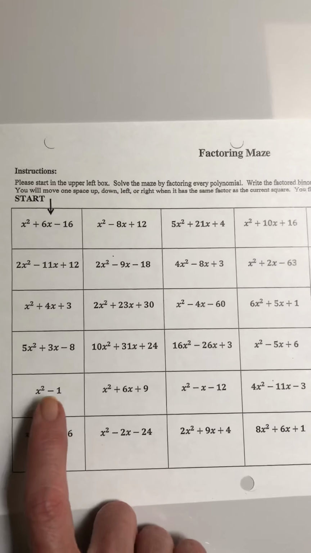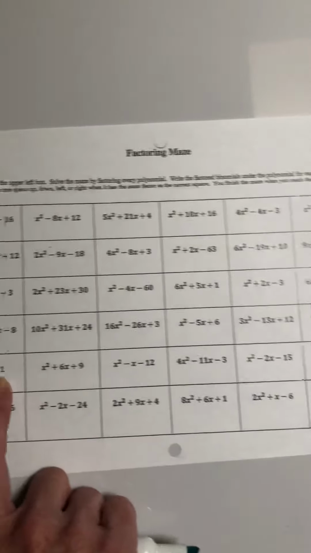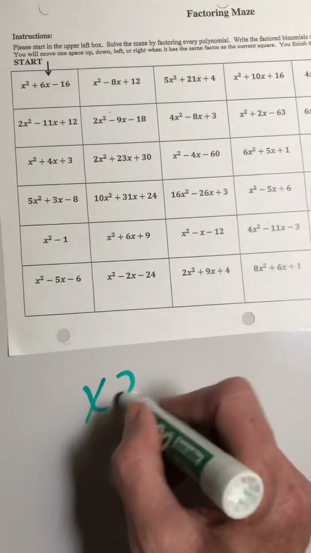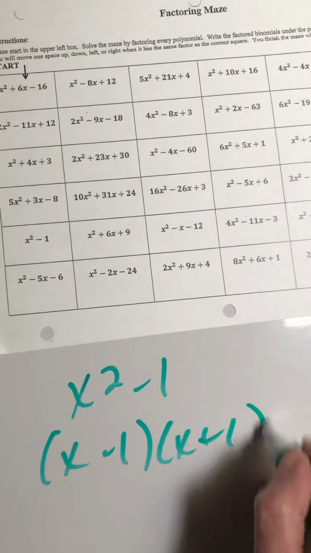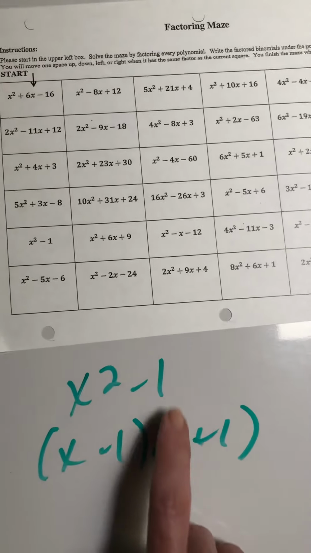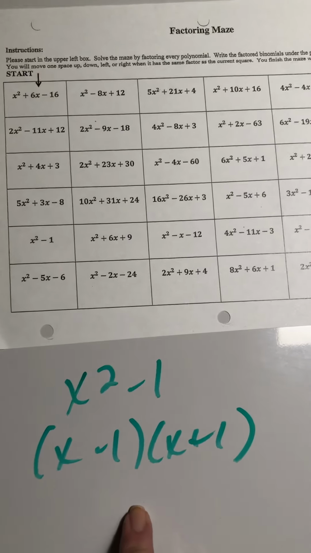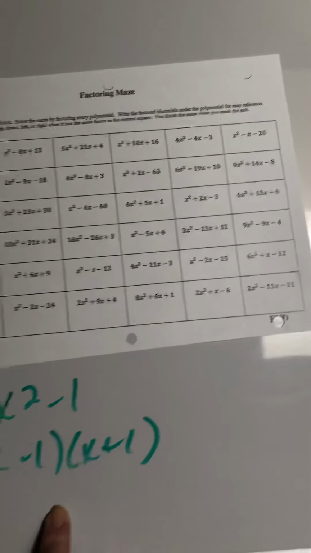I was just looking at this x squared minus 1. I think that's the only difference of 2 squares you got. So let me remind you how you factor x squared minus 1. It's x minus 1, x plus 1. It factors into conjugates. You take the square root of the x squared, you take the square root of the 1, and you factor it like this. So there's your x squared minus 1 factor. Okay, so everything else, got to factor everything else.